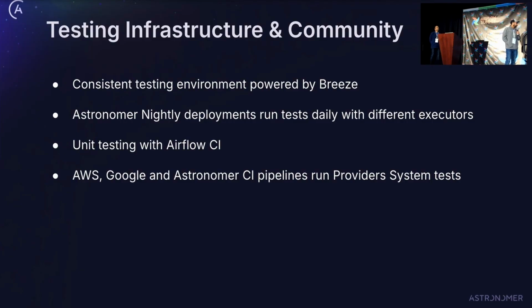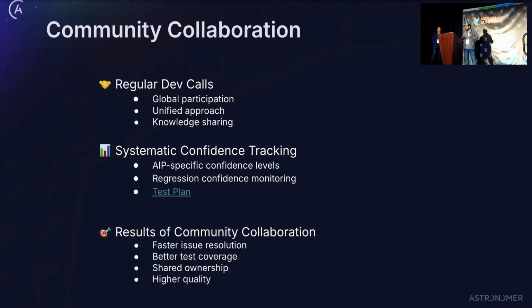And not the least, we were also testing the system test, in which we have pipelines from AWS, Google, and Astronomer, which we were running, and they were helping us find issues in the providers as well, if there are any. So these are the different infrastructure we used to test Airflow 3.